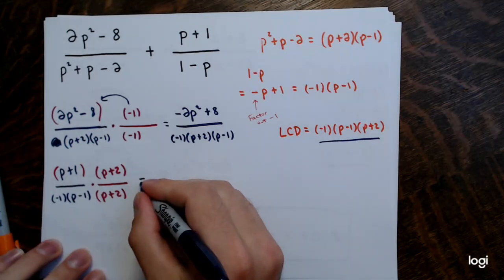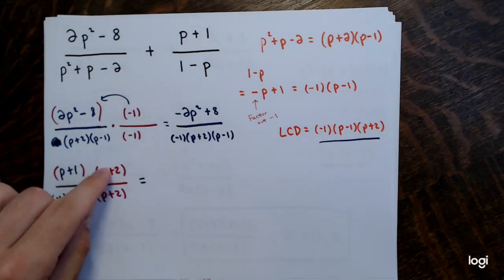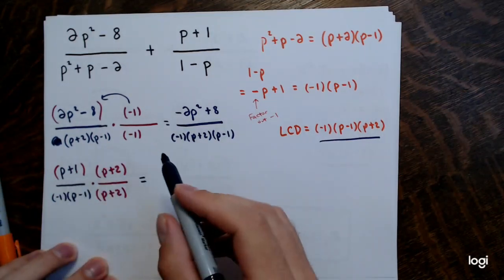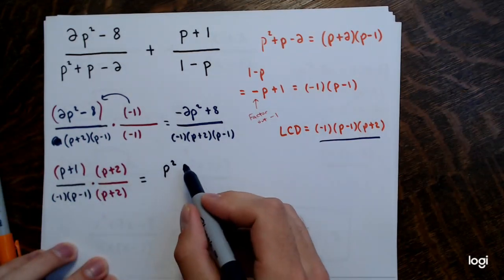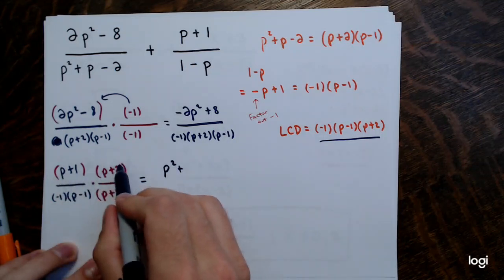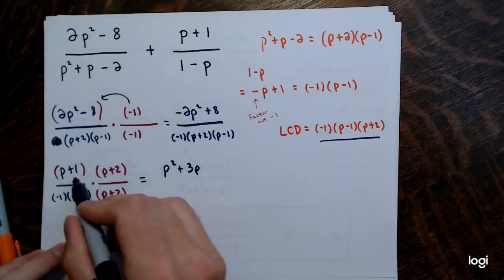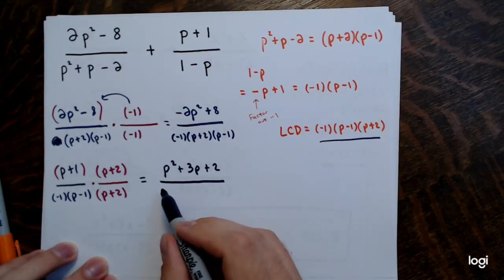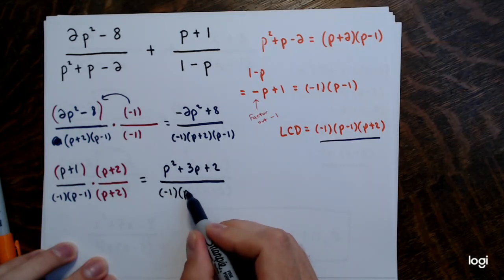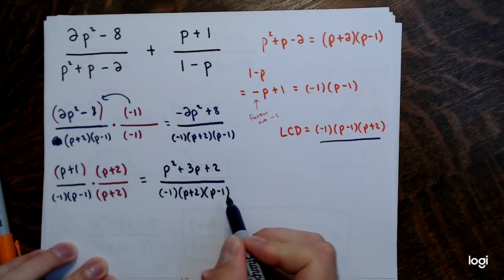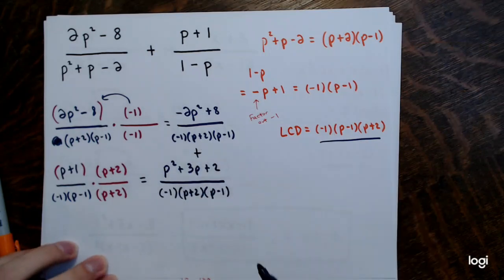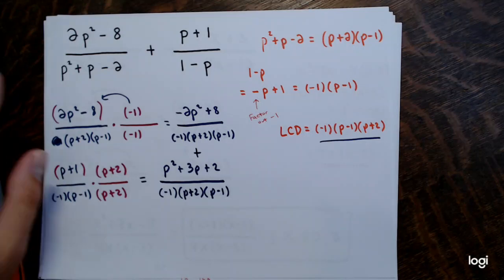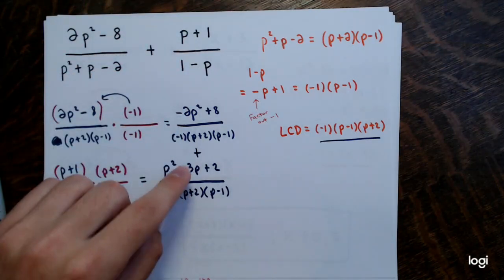Alright, now in multiplying, we would have to FOIL: distribute the p, and then distribute the 1, and then combine like terms. P plus 1 times p plus 2 would be p squared plus 1 times p plus 2p, so plus 3p, and then plus 1 times 2, plus 2. Alright. And then again, the denominator is the LCD, negative 1 times p plus 2 times p minus 1. Then we're adding these, right? Put a plus sign between them. This fraction is now this fraction, this fraction is now this fraction, and we are adding them.